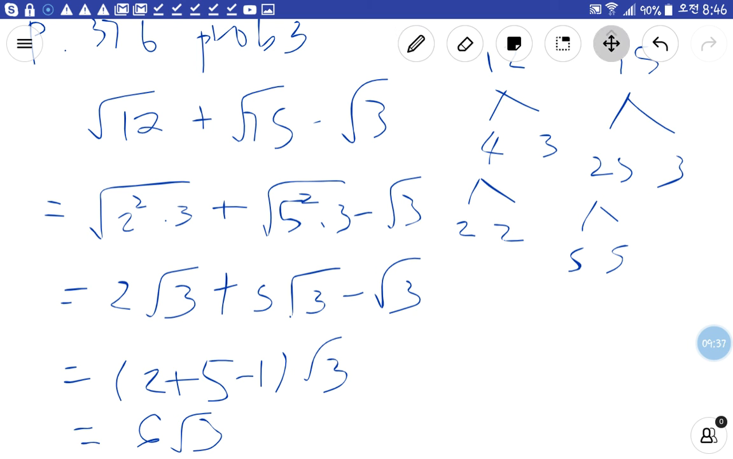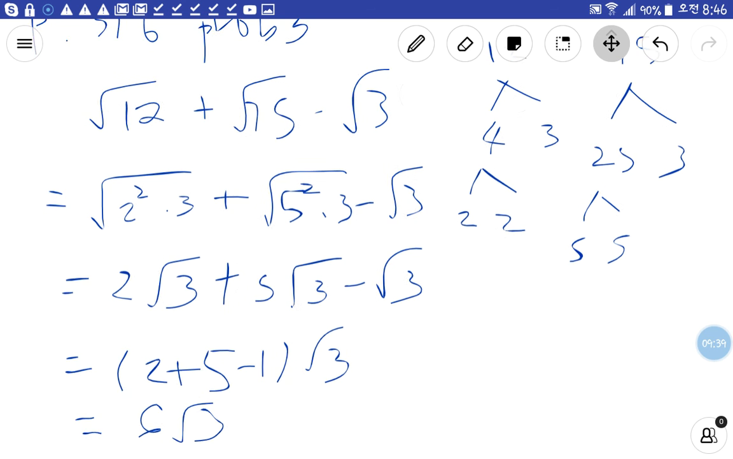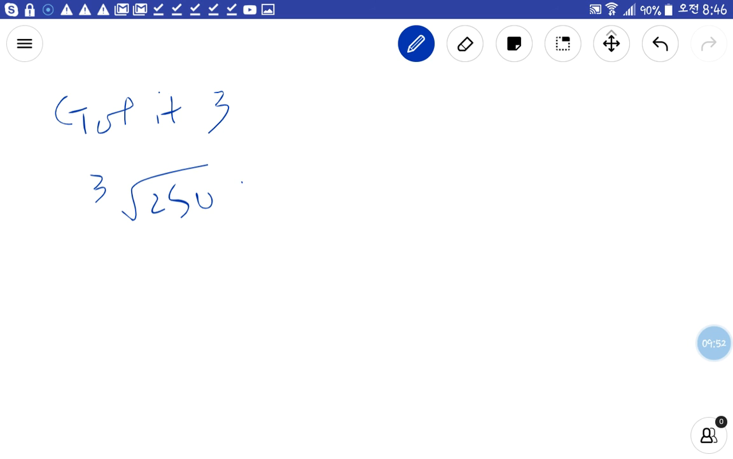Okay? Alright, I need you guys to work on Got it 3 now. Got it 3. What is the simplest form of the expression cube root of 250 plus cube root of 54 minus cube root of 16? Since they have the same index but all different radicands, I can work with it.